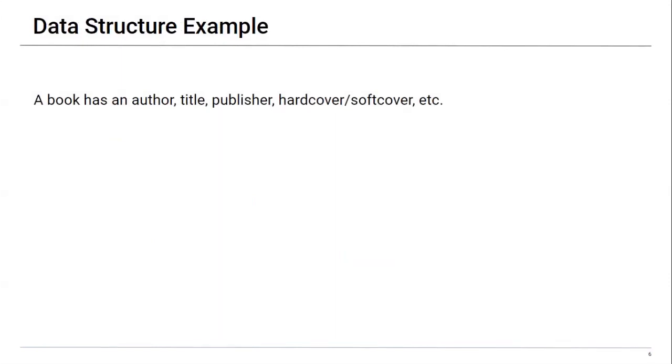All right. Here's an example of a data structure. A book. We could map all of the data about a book into a structure. That book then would just be one variable, and it could have an author, a title, a publisher, whether it's hardcover or softcover. Most of this information is not numeric. We can model it as a string, right? Author could be a string, title could be a string, publisher a string.